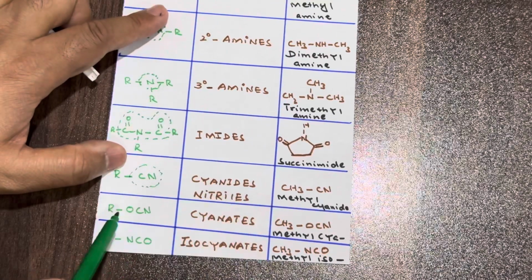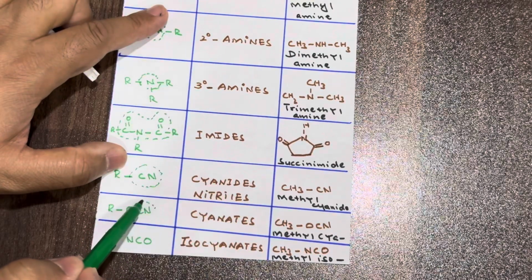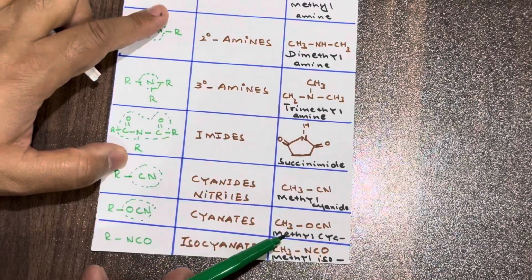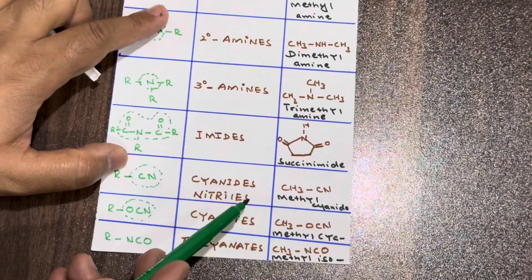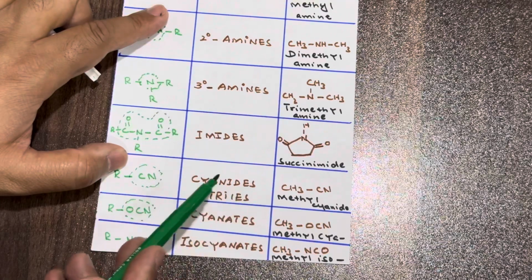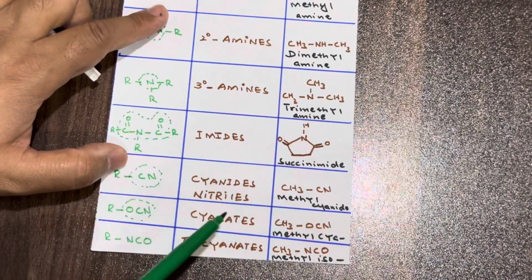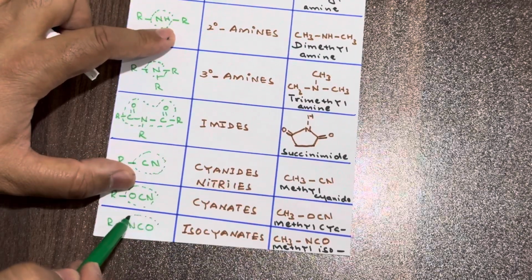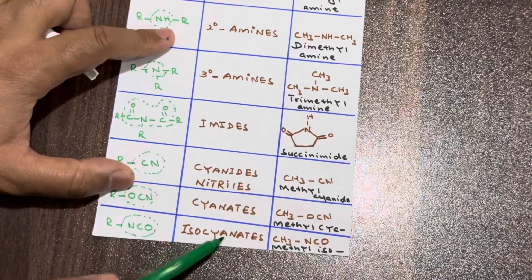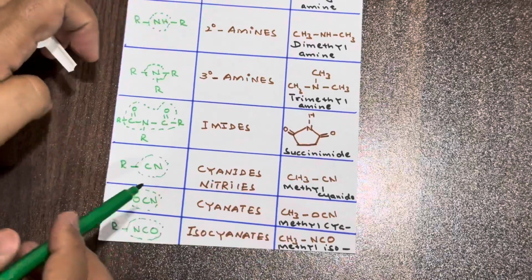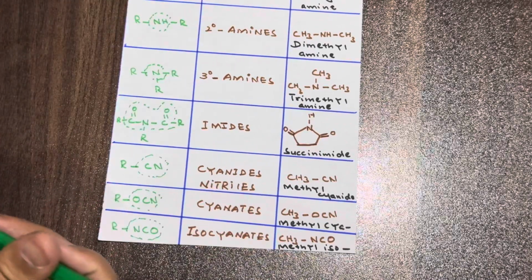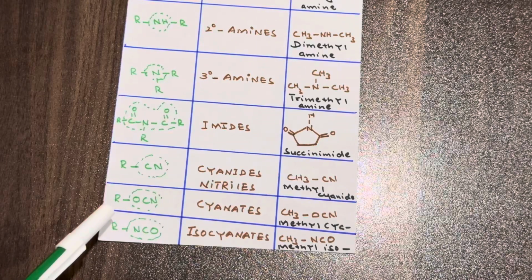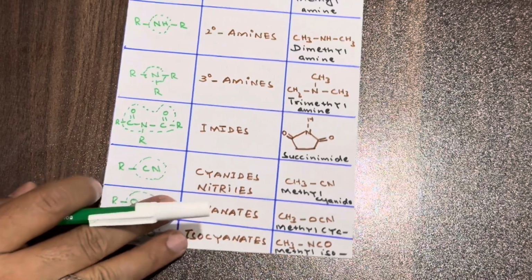In the same way, if ROCN, this OCN is the functional group, this class is cyanates, and methyl cyanate is an example. You have already discussed in the books of organic chemistry ammonium cyanate, which is used to prepare urea in the laboratory. And if the NCO functional group is present, this is called isocyanate, and one of the examples is methyl isocyanate. So this is a list of all those functional groups that are basically nitrogen carrying functional groups.